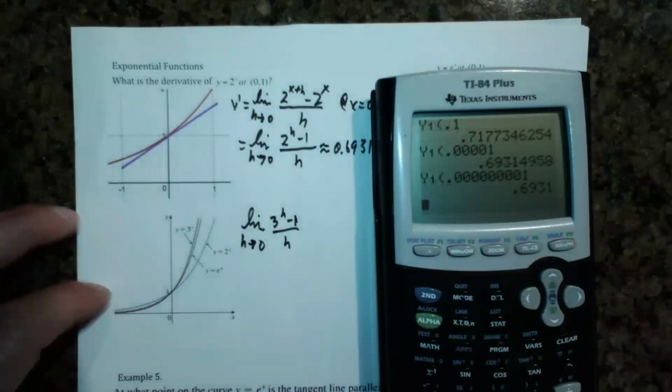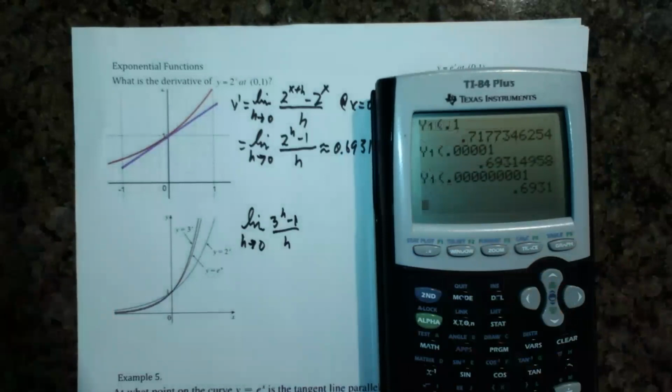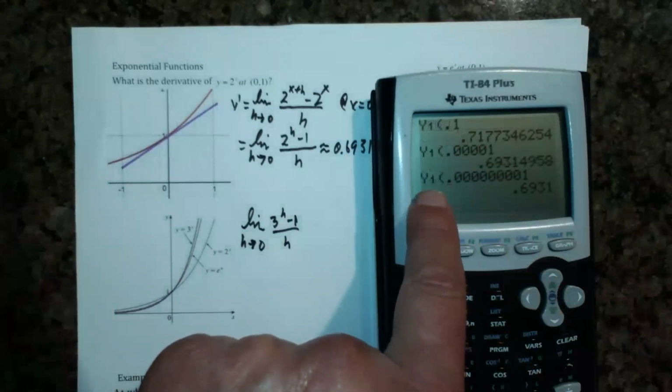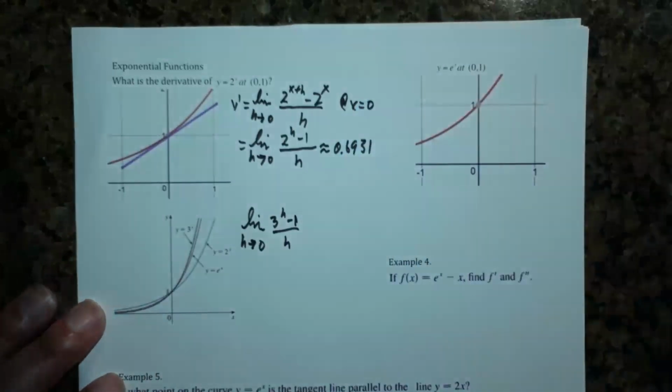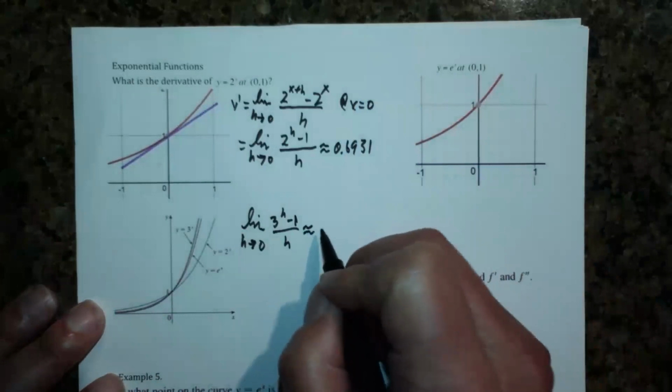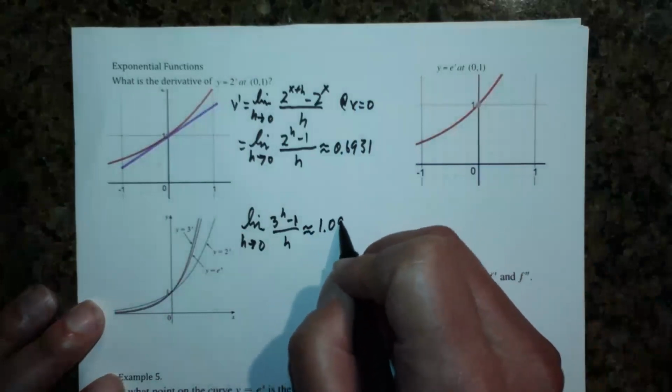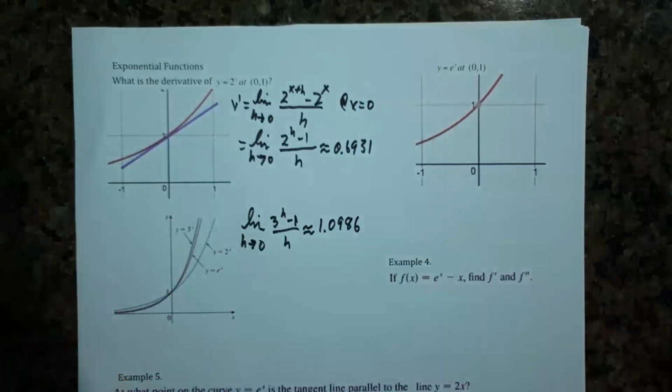Now let's do it again. And here's a cool feature. Now that I've changed y1, I could just hit enter and it'll do this for me. Okay, so this looks like it's about 1.0986.